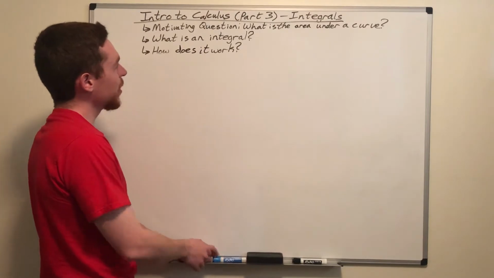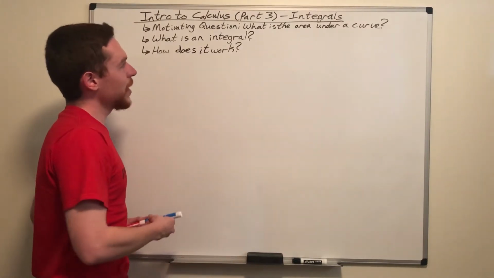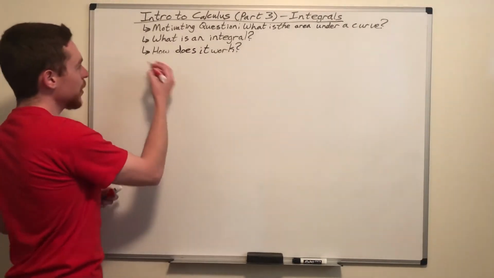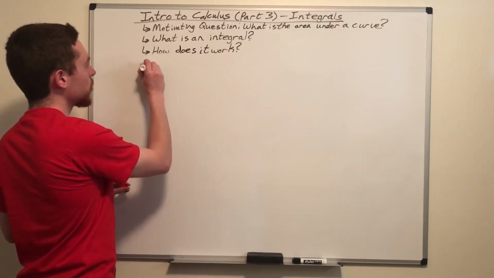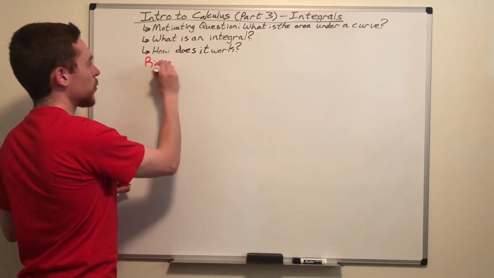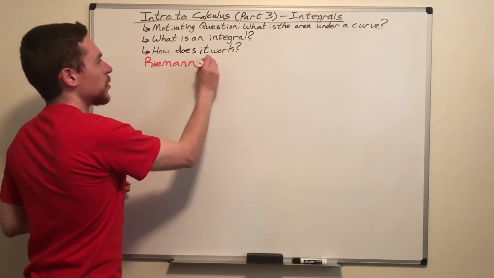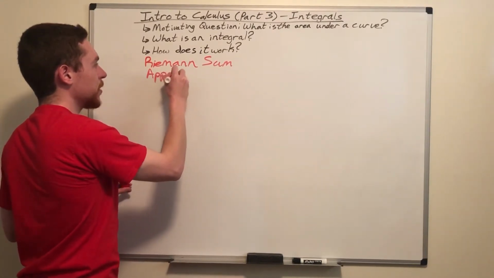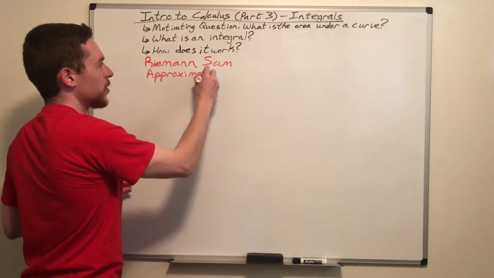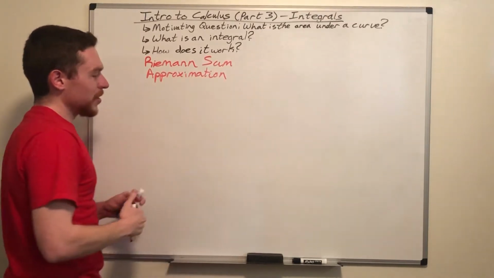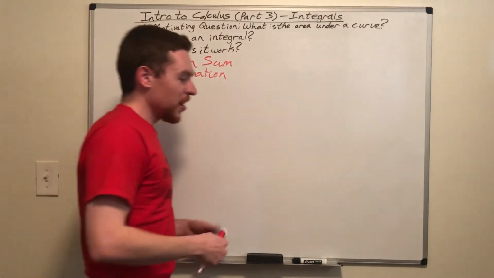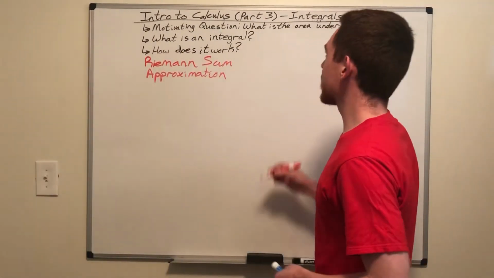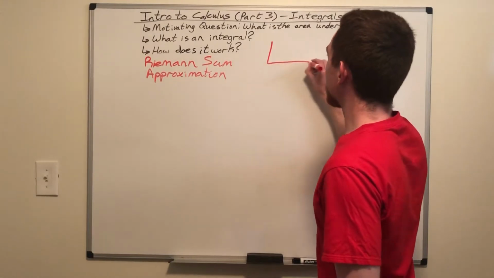With that being said, I want to talk about integrals and how they help us find the area under a curve. And really, how they help us do that is through something known as Riemann sum approximations. Basically, the idea is that finding the area of something that's curvy and wavy is really hard. So let's use the easiest thing we know how to find the area of, a rectangle, right?